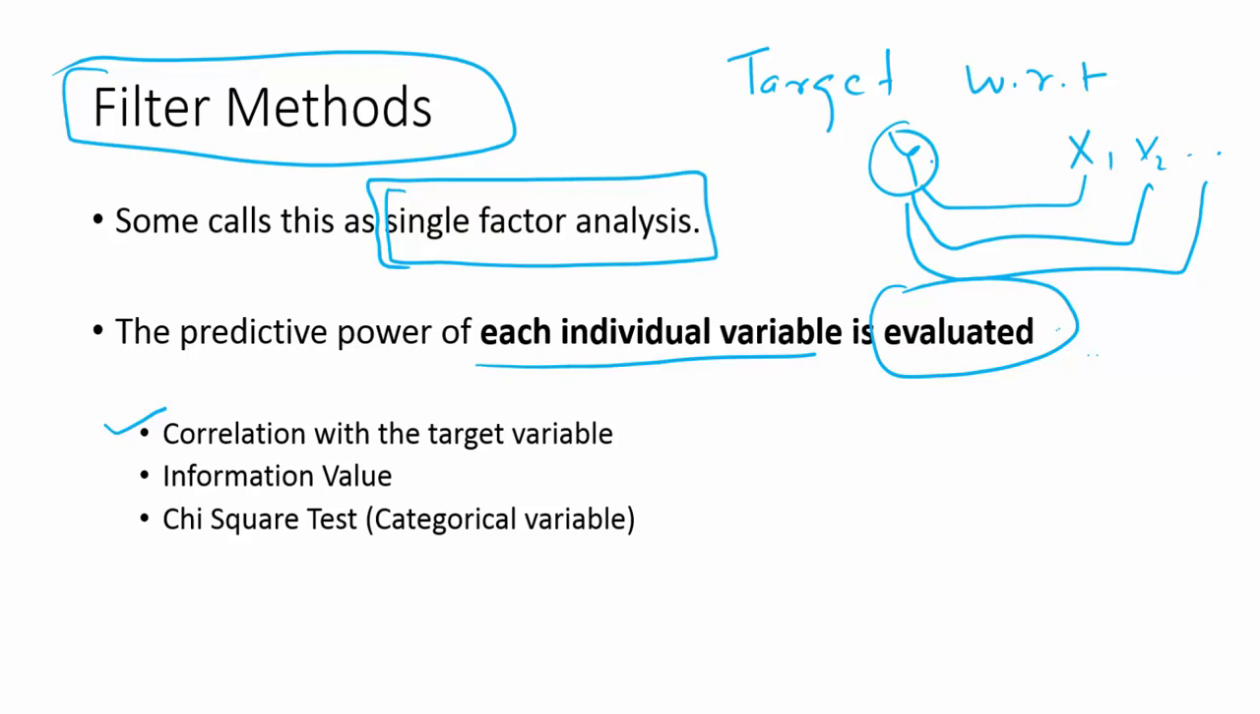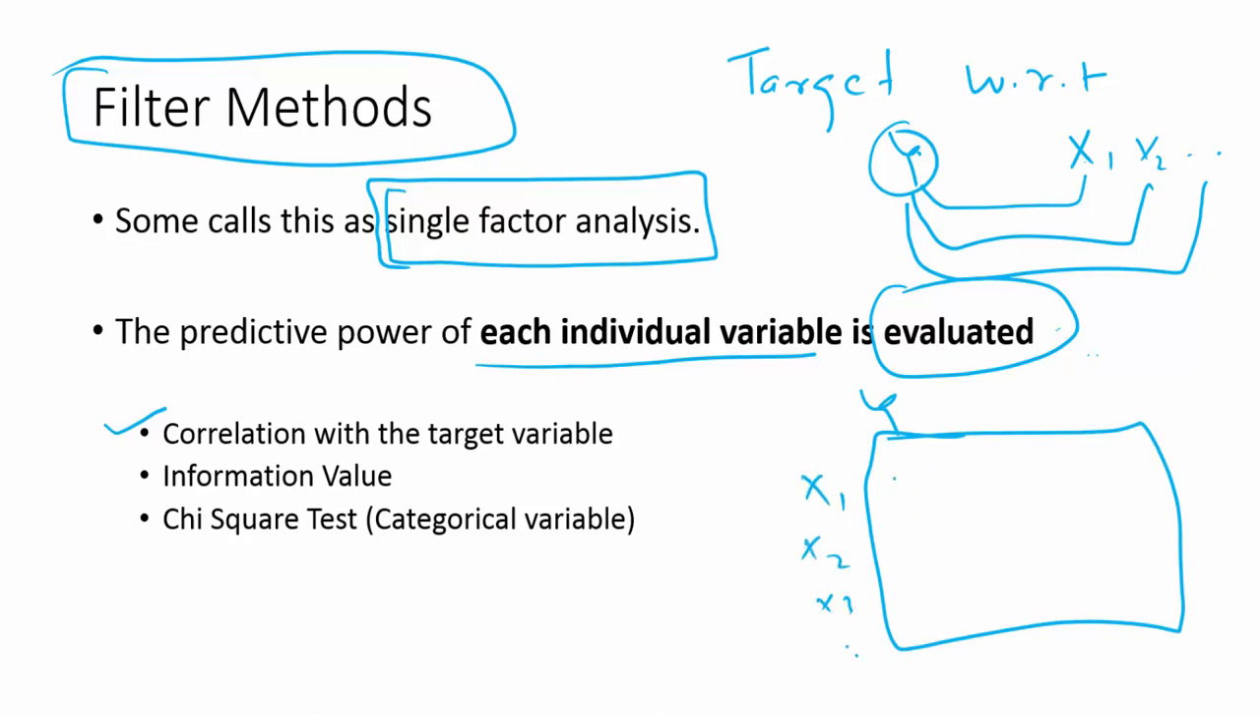Because we want the target variable to be highly correlated with the features, right? So you just find a correlation matrix where you will have y and then you will have x1, x2, x3 and so on, and see which one of them is having the highest correlation. Correlation, by the way, lies between -1 and 1.